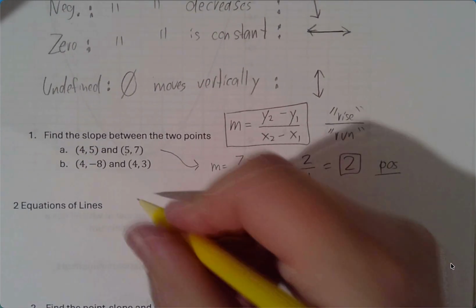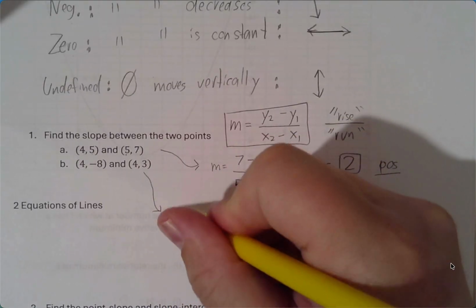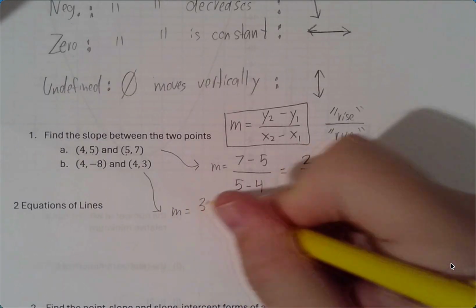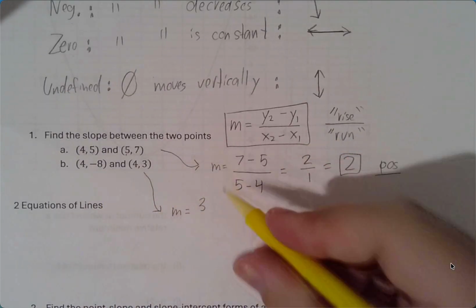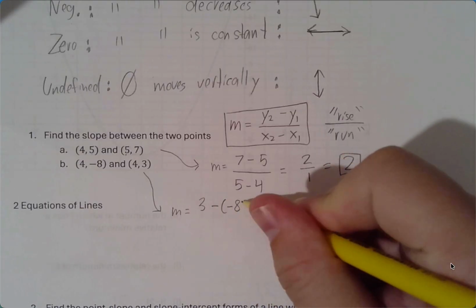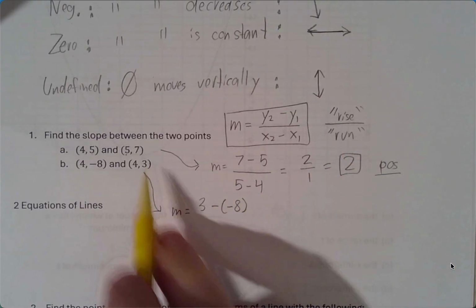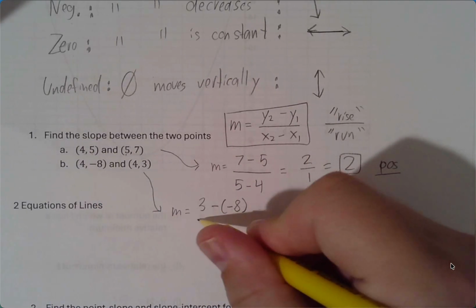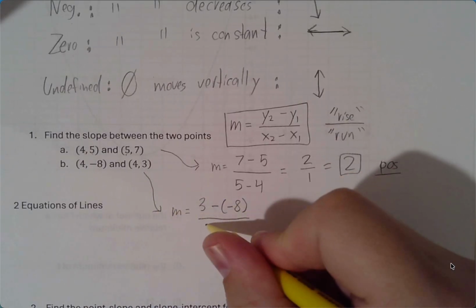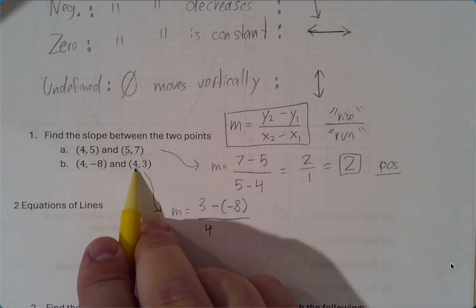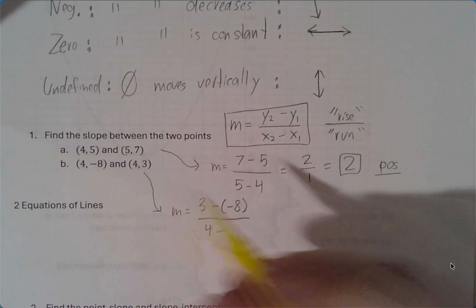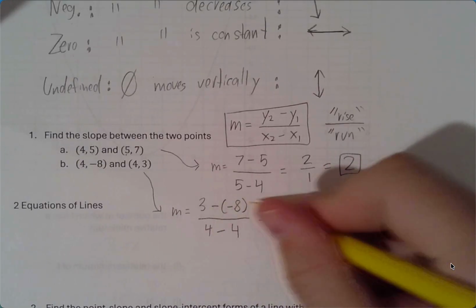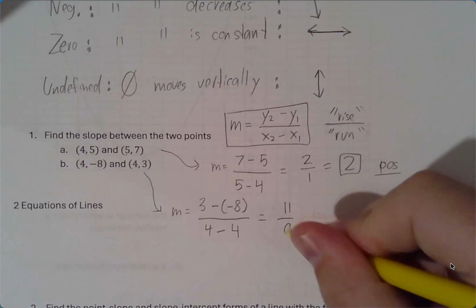Up next, let's do the same thing, but a little more quickly. Maybe you already did, but we've got our y2, y1, x2, x1. So I've got my 3, that's y2, minus negative 8, because that's the first y value, y1. Notice how I wrote that minus negative 8, and we'll deal with what happens there in a second. That's going to be over this 4, from the second point, minus this 4, the x from the first point. And let's see what I get now. I get a double negative, so 11 over 0.